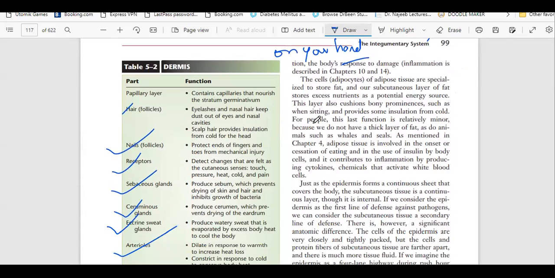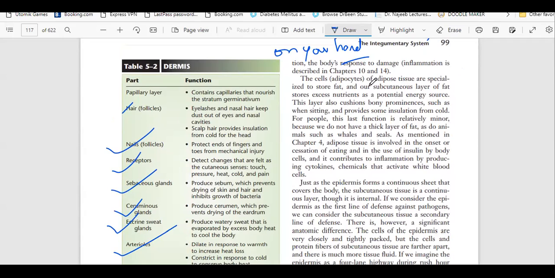The second thing we have to remember is that adipocytes or adipose tissue are specialized to store fat, and our subcutaneous layer of fat stores excess nutrition as a potential energy source. This layer also cushions bony prominences, such as when sitting, and provides some insulation from cold. For people, this last function is relatively minor because we do not have a thick layer of fat as do animals such as whales and seals, as mentioned in chapter 4. Adipose tissue is involved in the onset or cessation of eating and the use of insulin by body cells, and it contributes to inflammation by producing cytokines, chemicals that activate white blood cells.